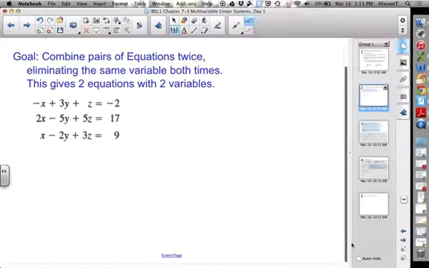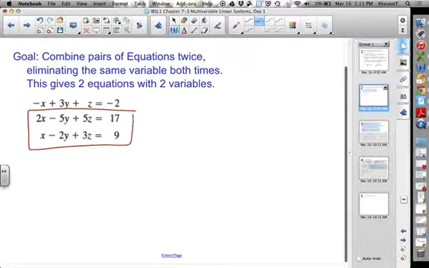When we combine equations, what we're doing is adding one side of one equation to a side of another equation, and then adding the other side of the first equation to the other side of the second equation. So if I were to take these two equations right here and combine them, I would simply add the like terms together. So I'm adding the left side to the left side. I'd get 3x minus 7y plus 8z equals 26. Now, that was not incredibly helpful because we still have three variables.